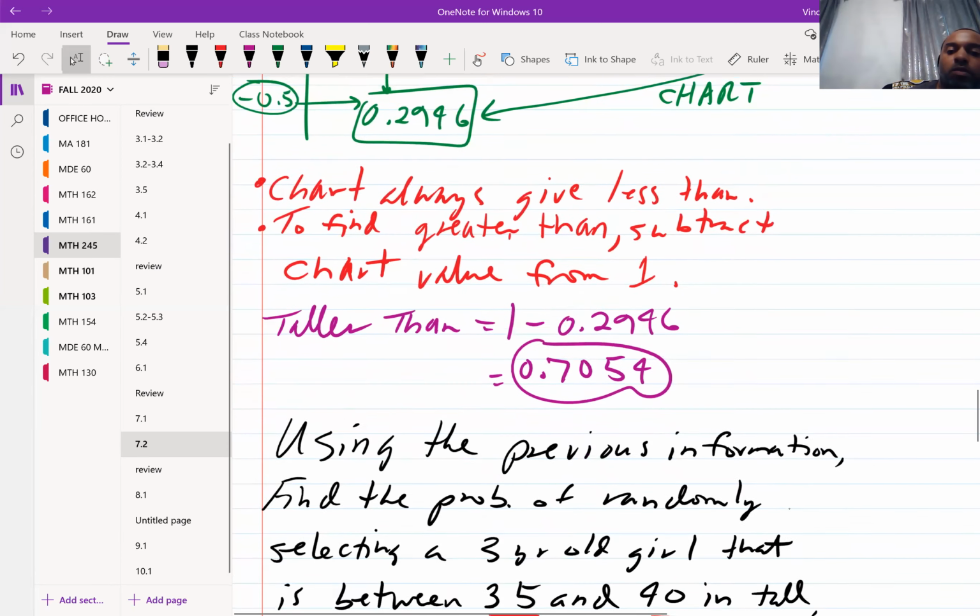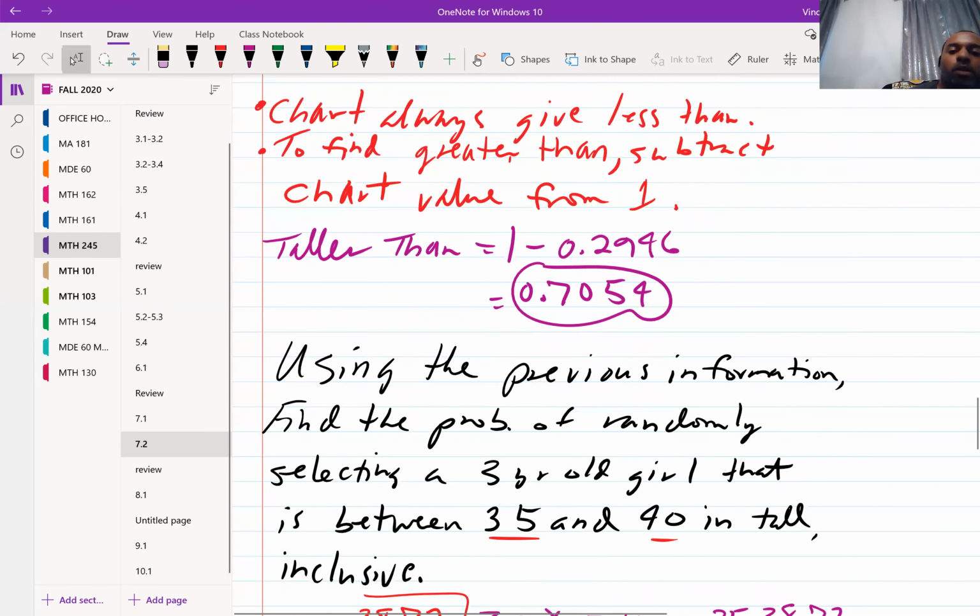All right, so next one. Once again, we're using the previous information, find a probability that a randomly selected 3-year-old girl is between 35 and 40 inches tall, inclusive.